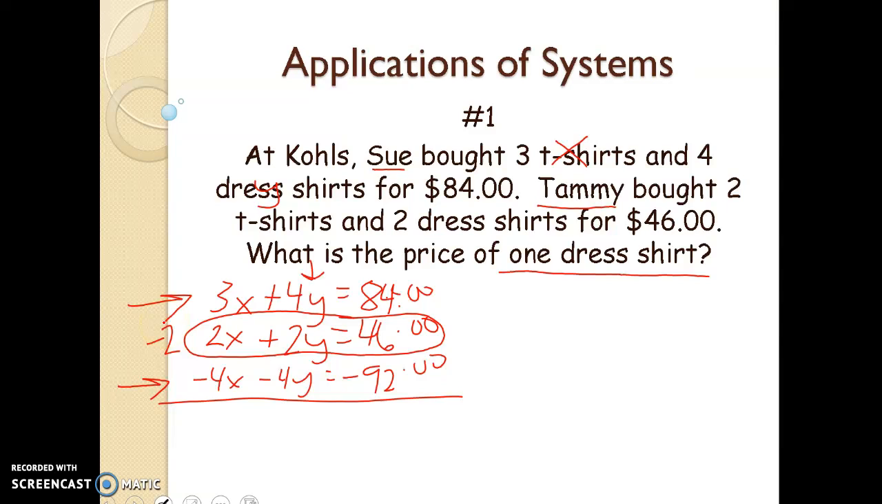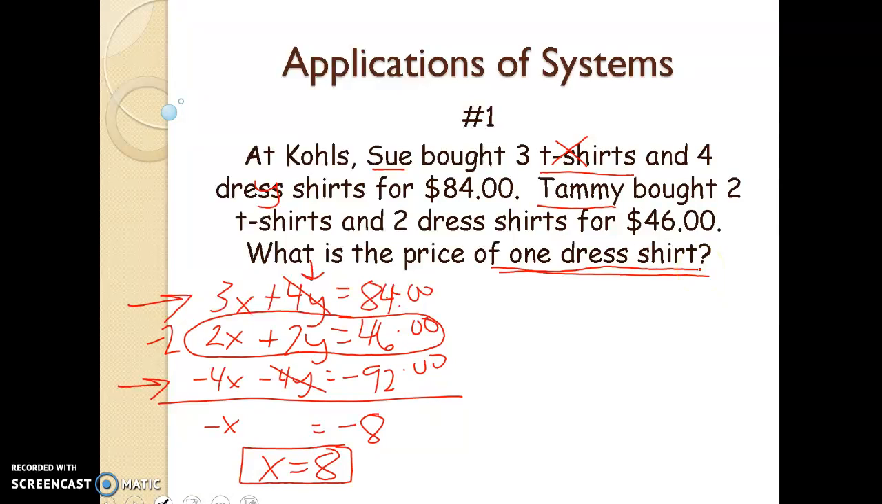So 3x and -4x is -x. My y's cancel. And -92 and +84 add up to -8. So if -x is -8, that means x is 8, which means that x, our t-shirts, cost $8. But they want to know the cost of a dress shirt, so I'm going to have to figure out what y is.